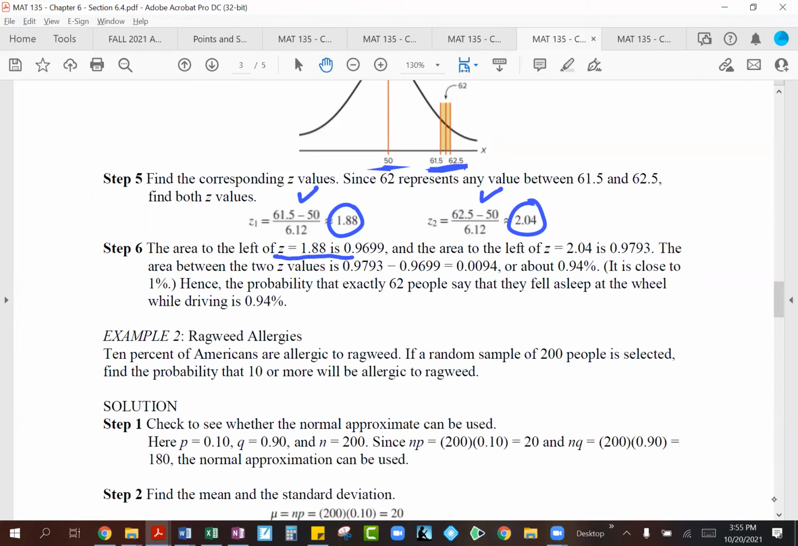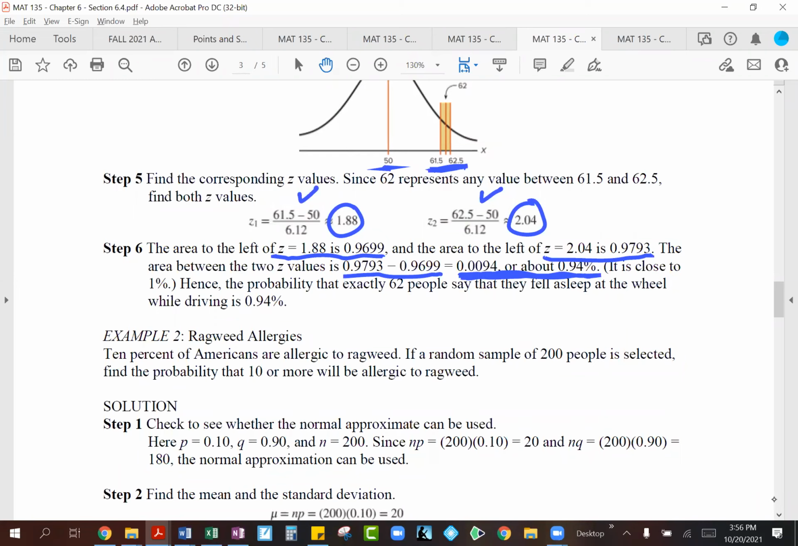So you can see for 1.88, we get 0.9699. For 2.04, you get 0.9793. So in this case, you will subtract the smaller number from the larger one, and that will give us the area in between the two values, between 1.88 and 2.04, and that comes out to be 0.0094, or approximately 0.94%. So it's still less than 1%.